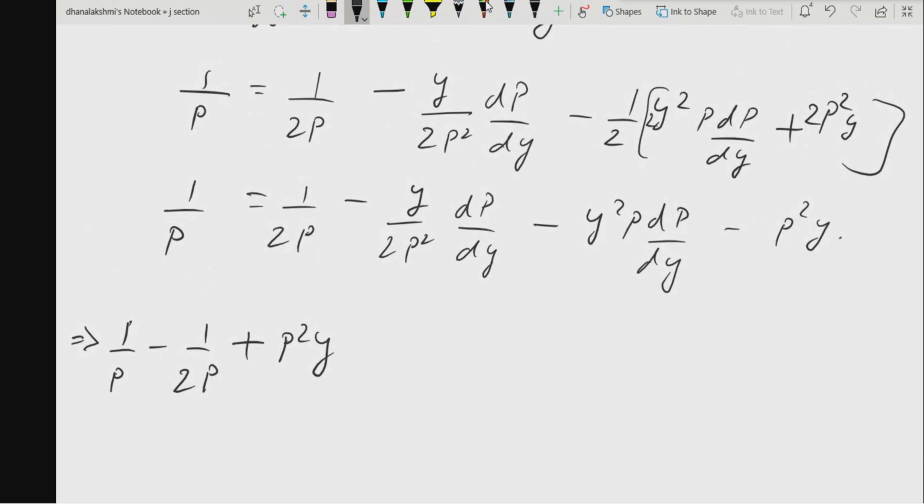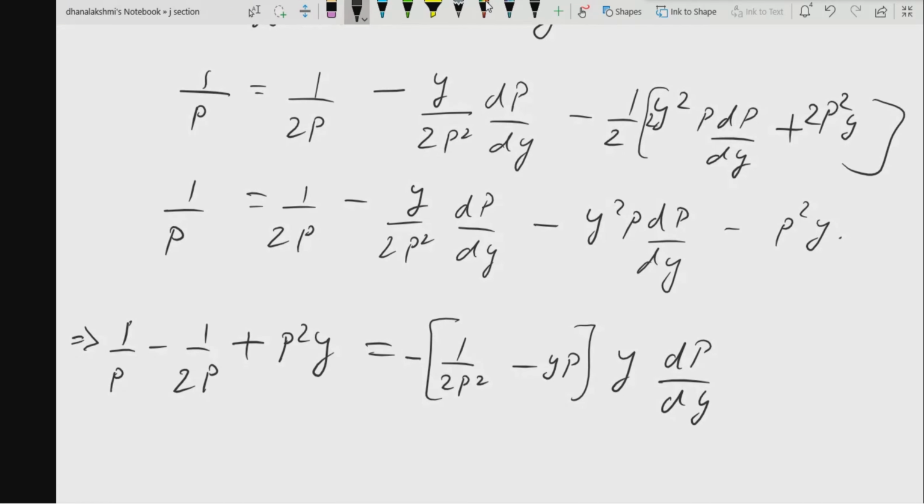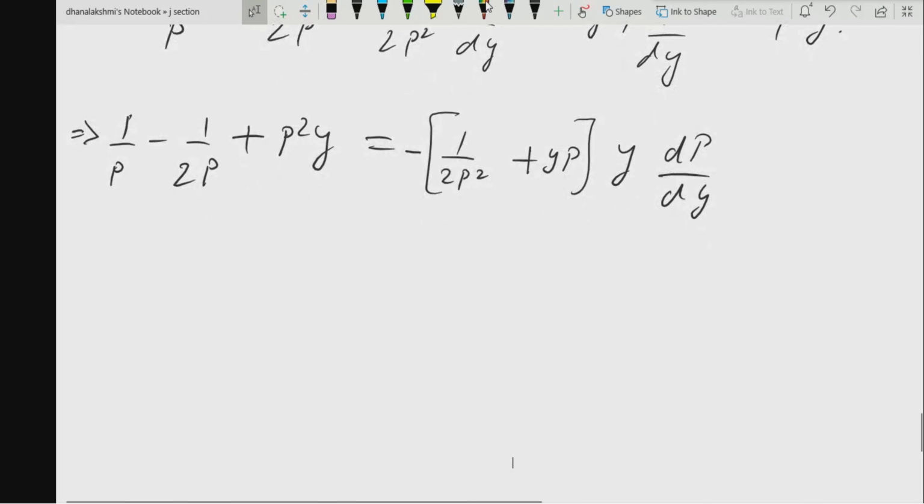On the other side, I will take dp by dy common, and y also I can take common. So I'll take y dp by dy with a minus sign when I take common. First part I will get 1 by 2p square, second part I will get yp. Understood all of you? Plus, yeah. Is it okay now? Let us further simplify it.